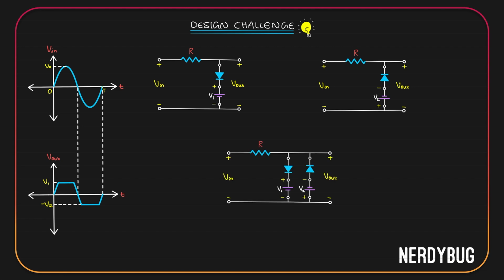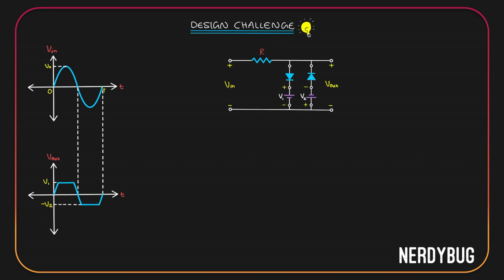So we can just put them together like this. Now, let us do the analysis to check if this actually works. Let us start by assuming the magnitude of V1 is greater than the magnitude of V2.